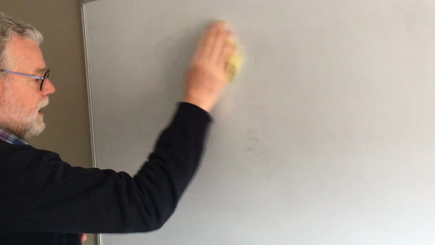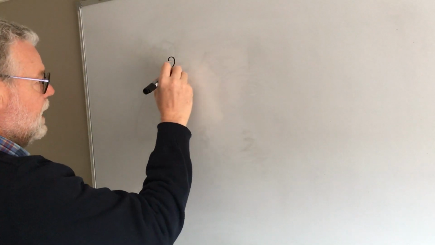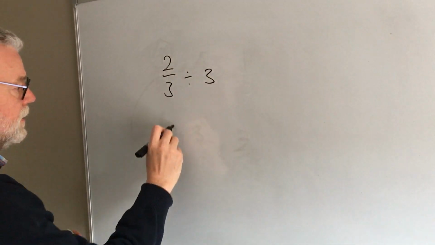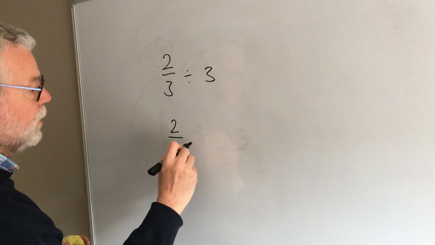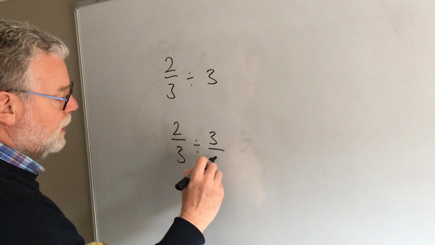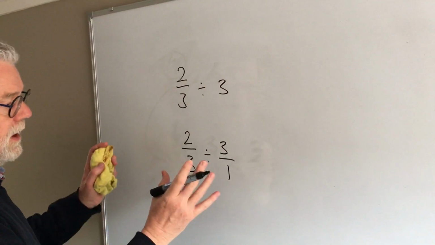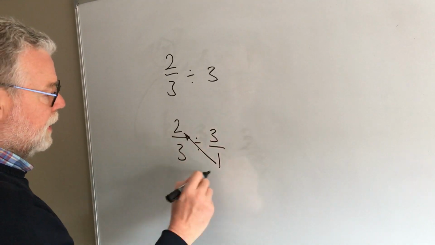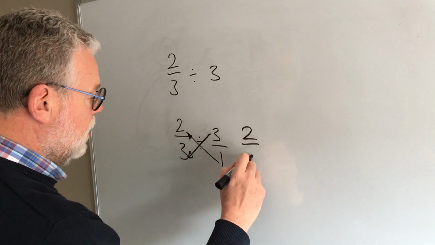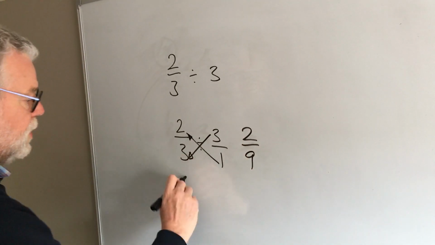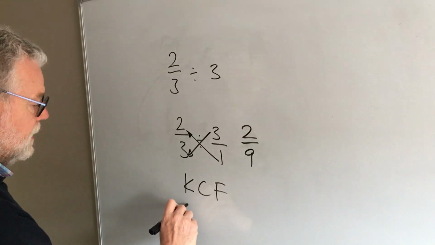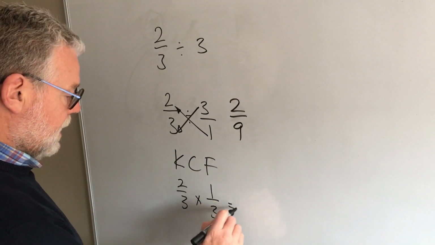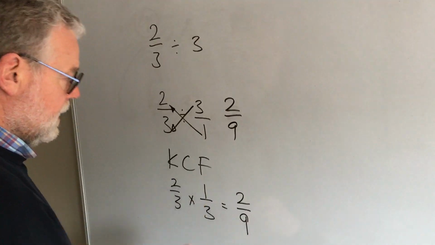One other quick way is the same thing. If we had 2/3 divided by 3, we can turn our 3 into a fractional form. And we know that whether it's a whole number, we just put it over 1. And then, as we've seen when we look at dividing by fractions, we can either cross multiply to get to 2/9, or we can keep, change, flip: 2/3 times 1/3, which gets us to 2/9. And that's it.